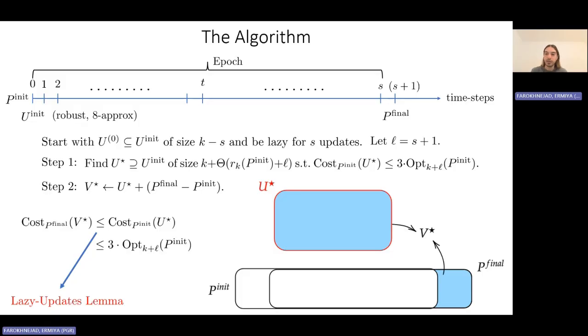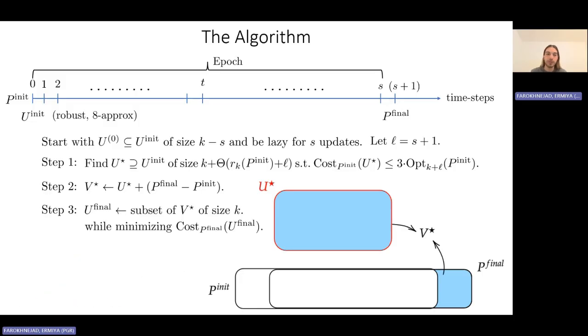And the cost of U star is also a 3 approximation of opt k plus L in the initial space because of step 1. And again, because of the lazy update lemma, this is going to be at most 3 times opt k in the final space. It means that the solution V star is now a 3 approximation of optimum k median in the final space. But the only problem is that the size of V star is now greater than k. So what we have to do in the next step is to reduce the size of V star to k.